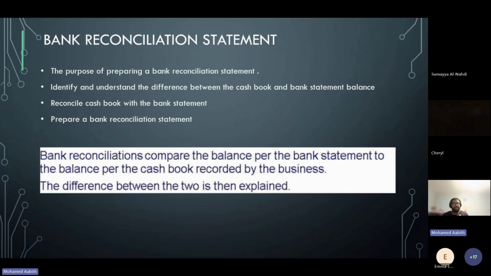So you have to remember, guys, this is something you do regularly, like end of a period, end of a week, end of a month. It depends on how busy your business is. So you reconcile your cash book with your bank statement and you prepare something called a bank reconciliation statement. This is the balance you compare against, and then you will explain the difference between them.